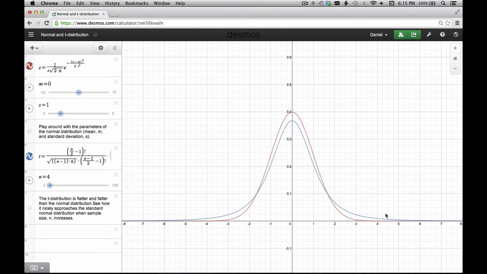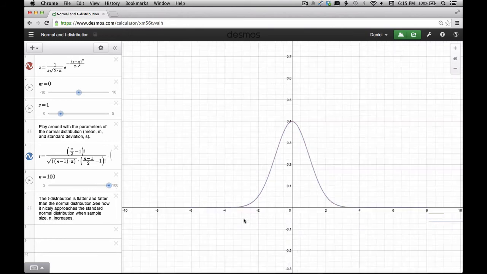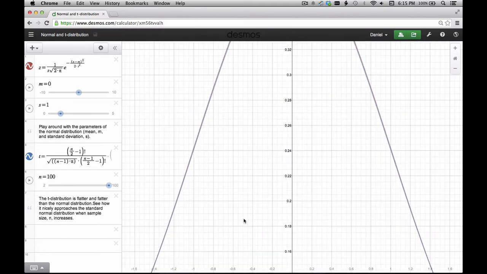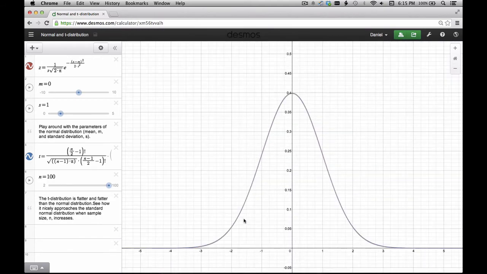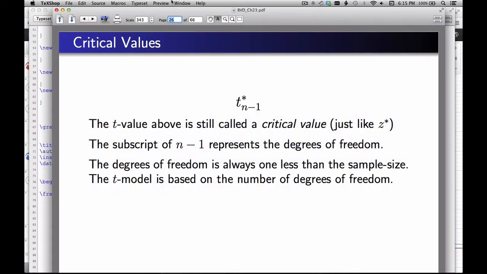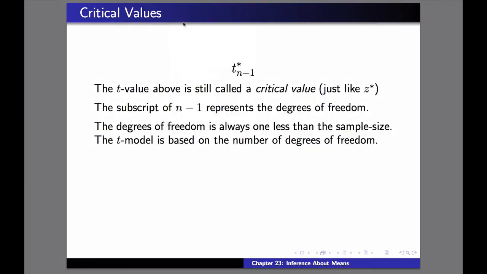It looks a lot like a normal model, and N right here is representing the sample size for this T model, and you'll notice as N increases, that blue looks more and more like the red. Okay, I get up to 100 and it's hard to even see a difference, although there is a small difference. If we come back to a very small sample size, you'll notice that the tails are much thicker out here, and that's the main difference really. So what does that mean for us?